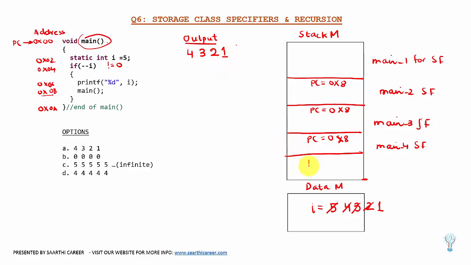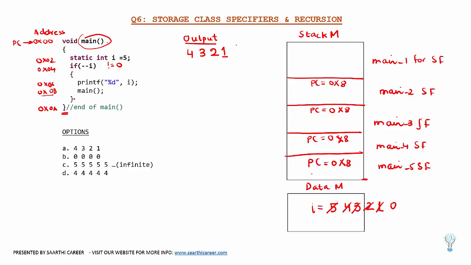And then again we have a main function, so we call main function, creates a stack frame for the new main function, comes here, ignores the statement, if of minus minus I not equal to 0. So 1 changes to 0. Is 0 not equal to 0? 0 is not equal to 0 is false, and it will not enter inside the if, and will straight away come here, which is the end of the main function for the first time.